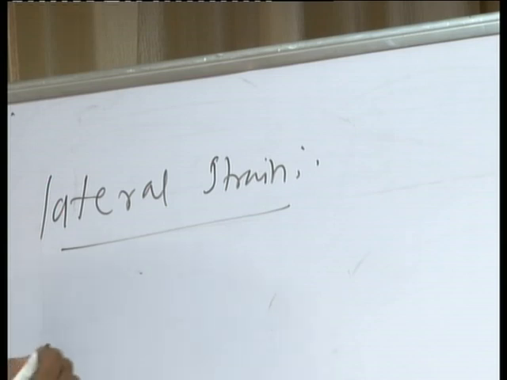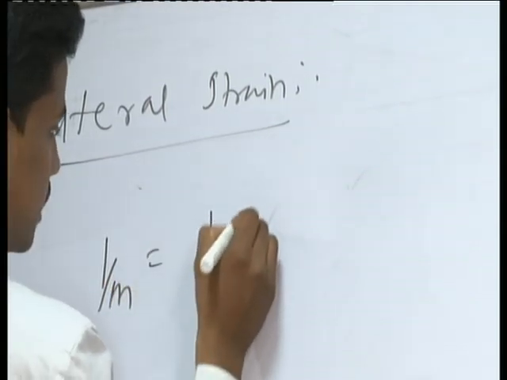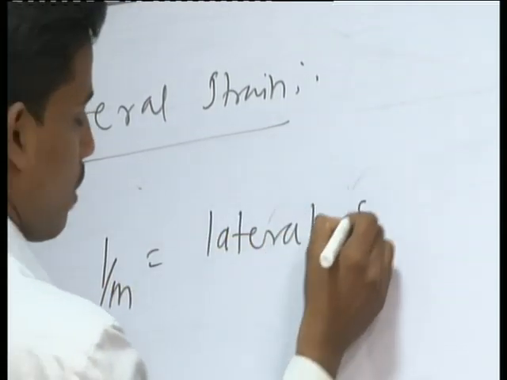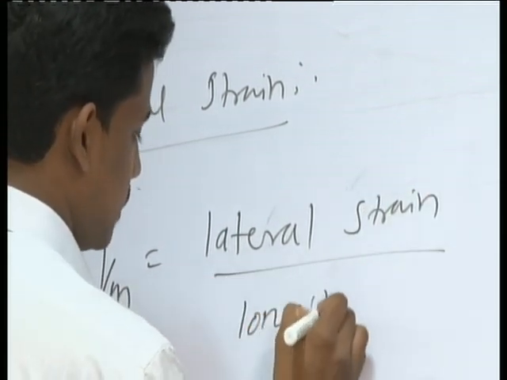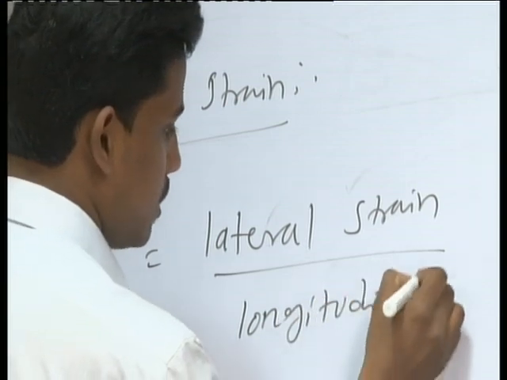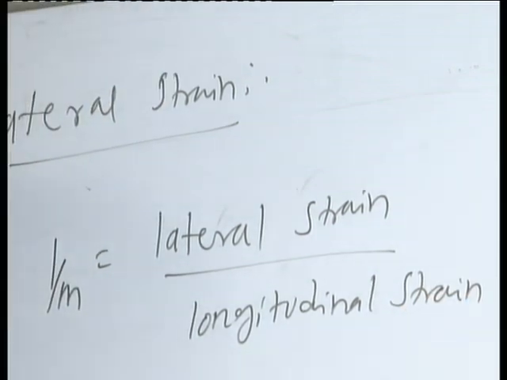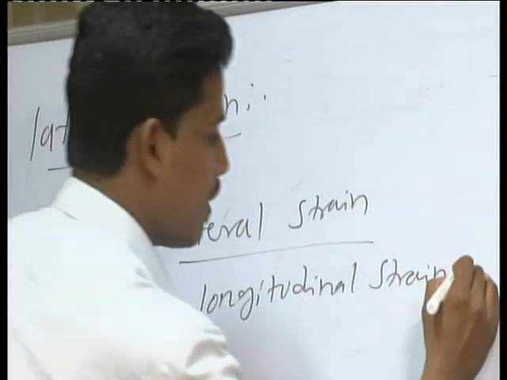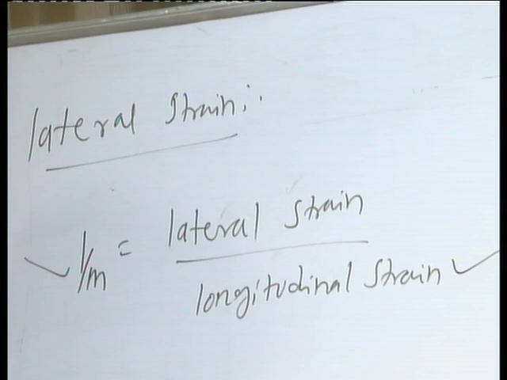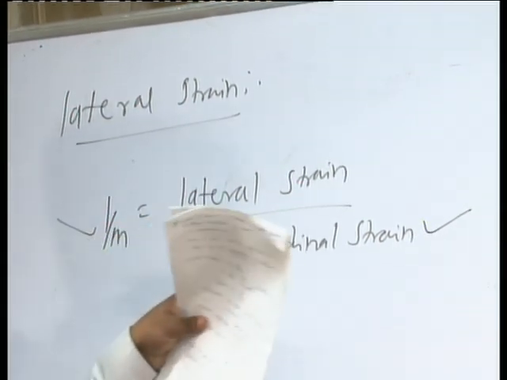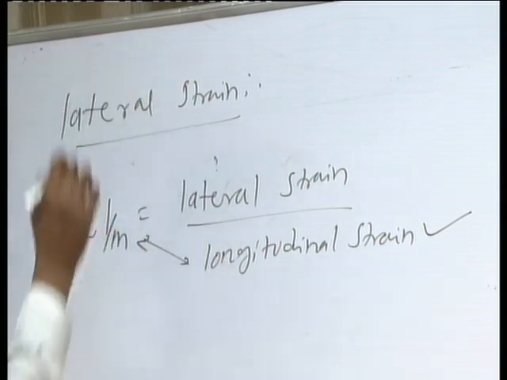We know that Poisson's ratio, 1 by m, is equal to lateral strain by longitudinal strain. Here 1 by m is equal to lateral strain by longitudinal strain. We know the value of the longitudinal strain, and we know the value of Poisson's ratio. So by using these two values, we can calculate the lateral strain.